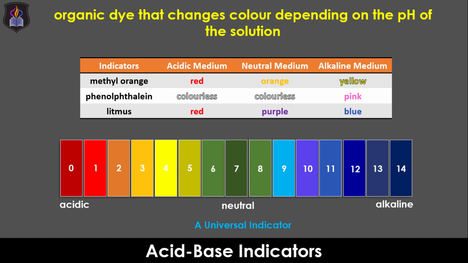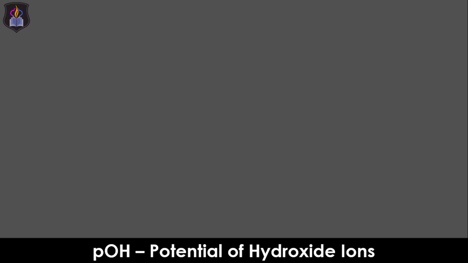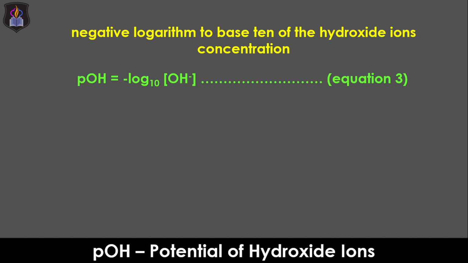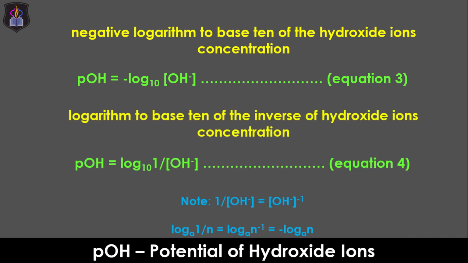Every acidic substance has an element of alkalinity in it, and the index used for determining the alkalinity of a substance is its potential of hydroxide ion, also known as the pOH. Just like pH, pOH is the negative logarithm to base 10 of the hydroxide ion concentration of a solution, or the logarithm to base 10 of the inverse of the hydroxide ion concentration.